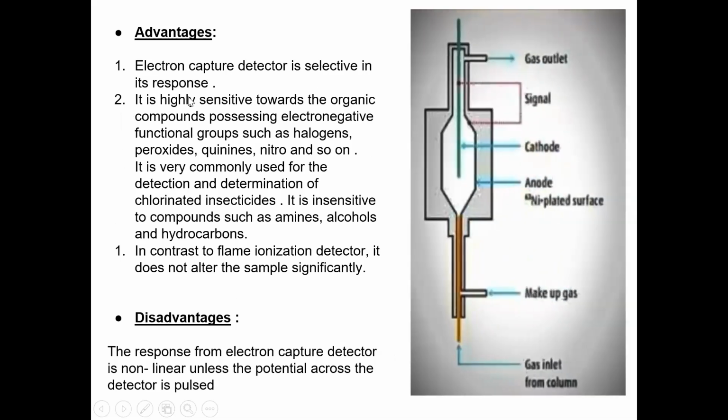Advantages: it is selective in response, it is highly sensitive towards the organic compounds, it does not alter the sample significantly, it does not destroy the sample, I can say. Disadvantages: the response in the electron capture detector is non-linear. So this is about detectors.